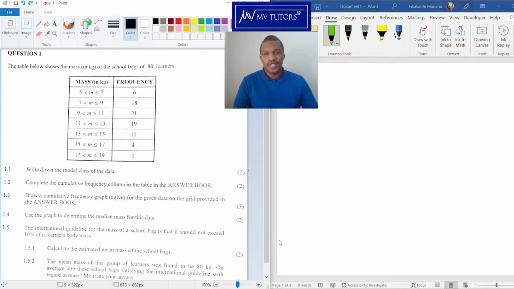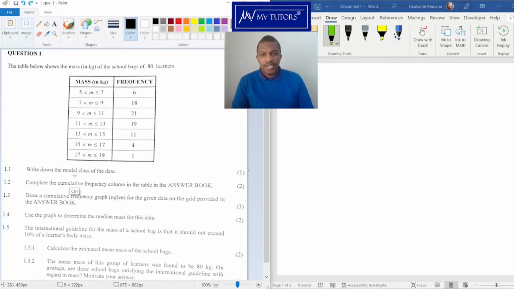Now, question 1 says the table below shows the mass in kg of the school bags of 80 learners. So these are learners at a school that have bags. Now we're talking about their actual school bags. Here we are given the masses in kg of the school bags.